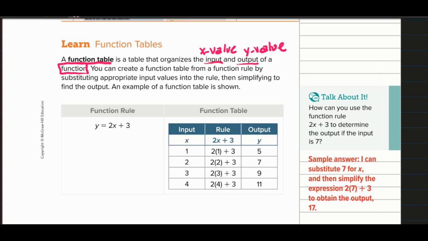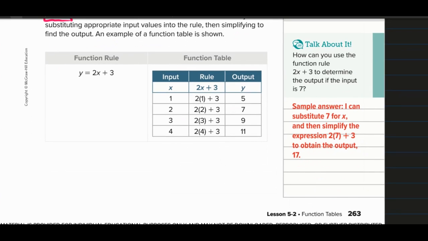You can create a function table from a function rule by substituting appropriate input values into the rule, then simplifying to find the output. So what they mean by that is, for instance, we're going to take our input. So say our input is 1. We're going to plug it in for our x. We're going to say 2 times 1 is 2 plus 3 is 5, so we get a 5 as our output. Okay, so we take our input, plug it in. When we add that together, we're going to get an output. And we're going to keep doing that so that we can come up with our ordered pairs.